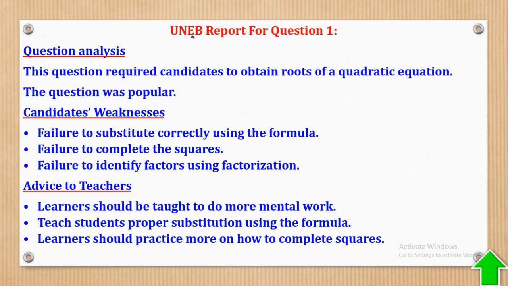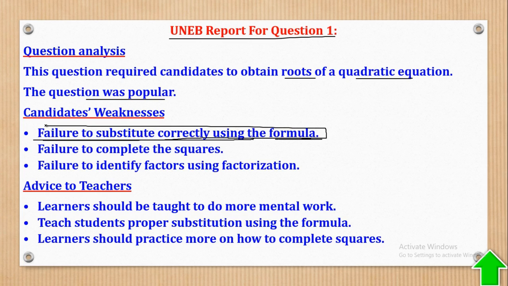So when we start with question 1, the report's question analysis is that this question required candidates to obtain roots of a quadratic equation, and the question was popular. So these are the candidates' weaknesses. One is failure to substitute correctly using the formula. Remember, there are 3 methods of solving quadratic equations. One is by using the bulldozer method. So those who use the bulldozer method, some of them fail to substitute into the formula.